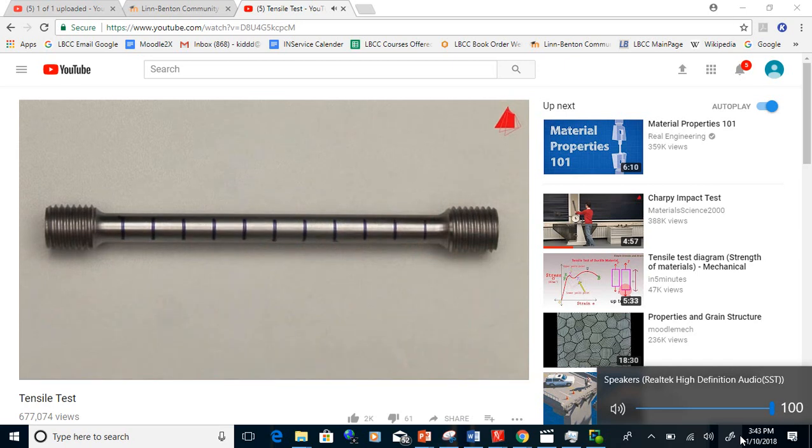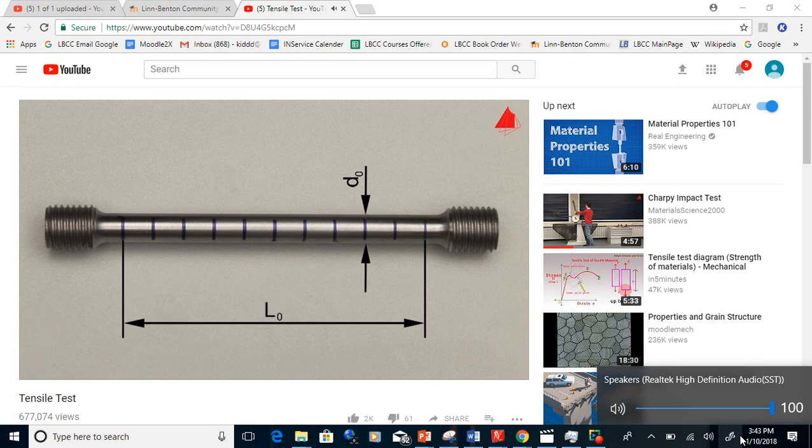This is the test piece. It has a cylindrical test region with an original diameter of 10 millimeters and an original gauge length of 100 millimeters. Within this test region, distance marks have been drawn at regular intervals. They help to visualize and measure the plastic behavior of the specimen.